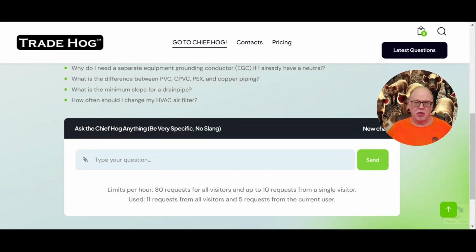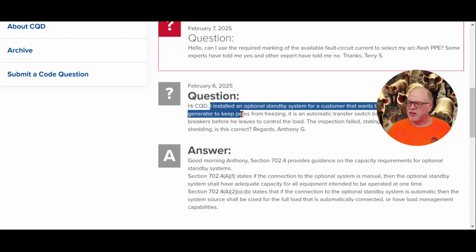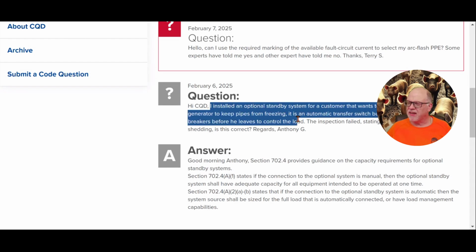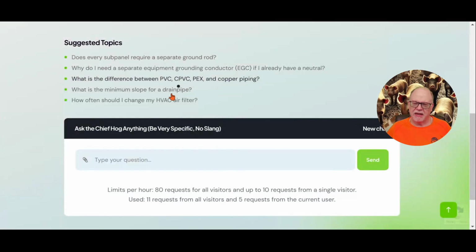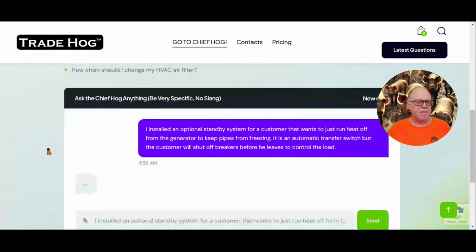So let's go over and look at NIKA. This is the question of the day from February 6th. So here was the question. I'm going to highlight the question, and I'm not going to highlight the stuff where he says he failed his inspection. Okay, we don't need that. All right, so let's go back to the hog, and I'm going to cut and paste this into the hog. Let's let the hog do its thing.